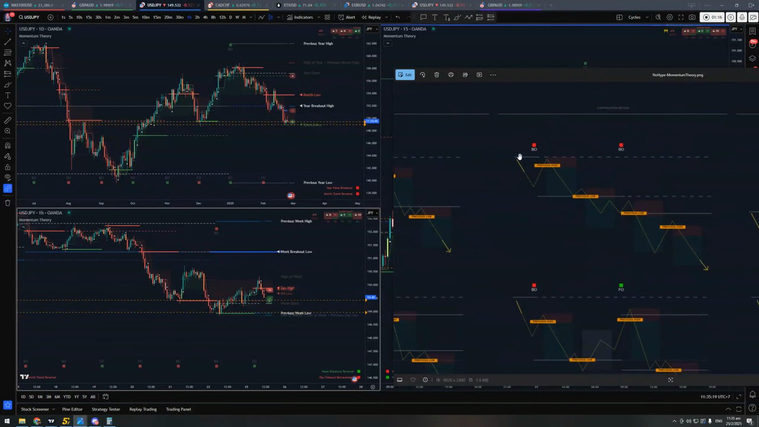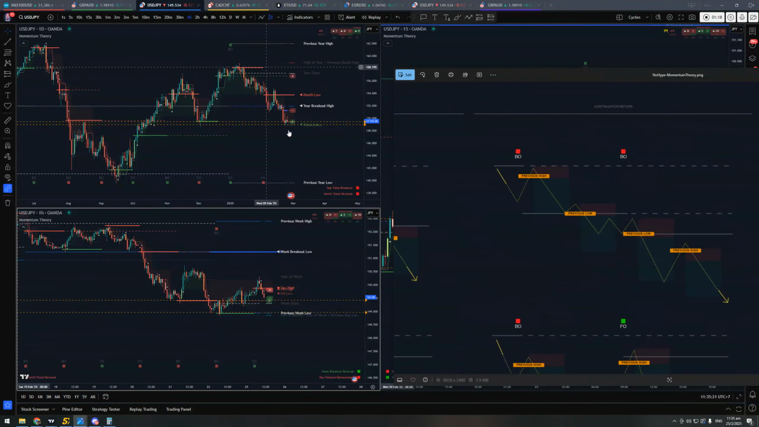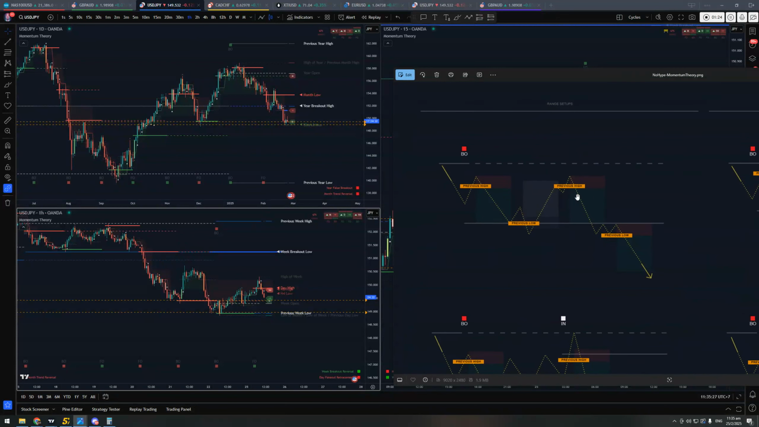So normally I'm looking for this setup, a continuation setup. Higher time frame is pushing in one direction, so I'm looking for a continuation. High of the week fake out down, but in this case, I'm now trading a range setup. Price came down, faked out the low, and now I'm looking for this move instead.